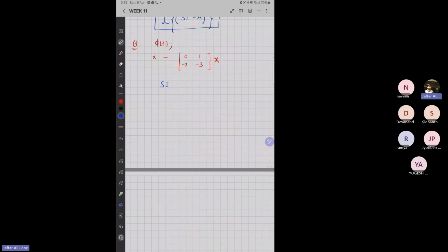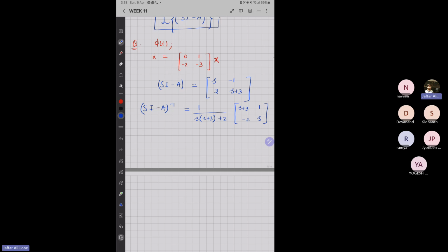First, I'll find sI minus A and the inverse of it. So my sI minus A is [s, -1; 2, s+3]. What's my (sI minus A) inverse? It is 1 divided by s(s+3) plus 2, and here it will be [s+3, 1; -2, s].